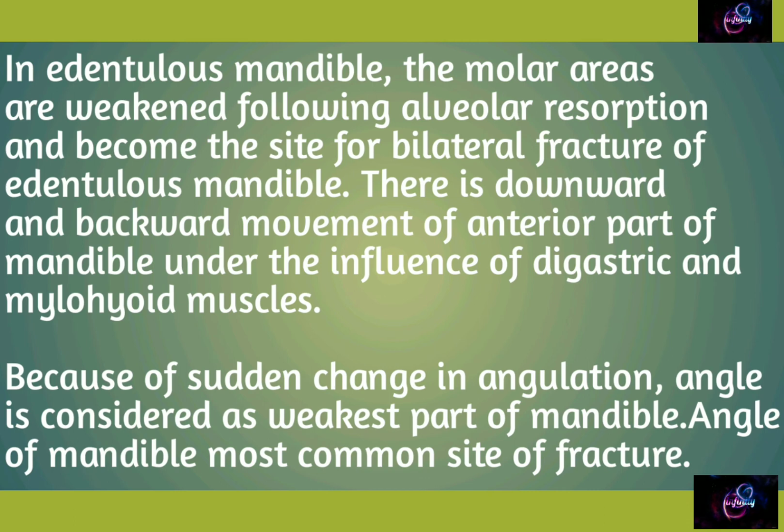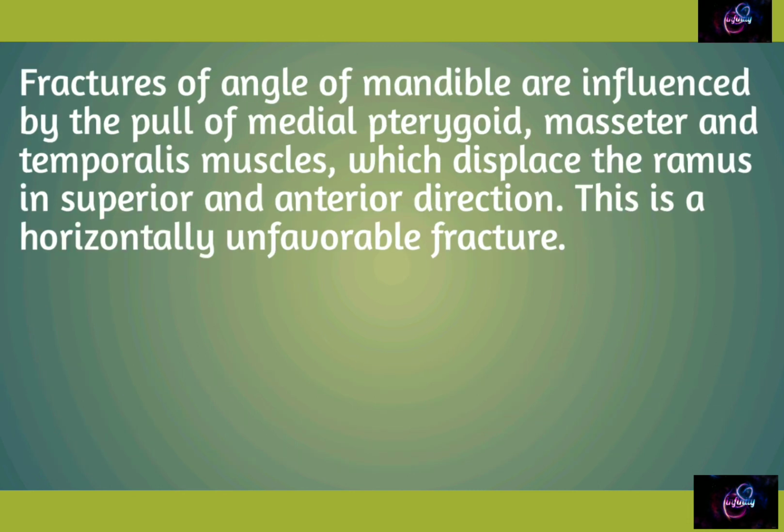In edentulous mandible, the molar areas are weakened following alveolar resorption and become the site for bilateral fracture of edentulous mandible. There is downward and backward movement of anterior part of mandible under the influence of digastric and mylohyoid muscles. Because of sudden change in angulation, angle is considered as weakest part of mandible, angle of mandible most common site of fracture. Fractures of angle of mandible are influenced by the pull of medial pterygoid, masseter and temporalis muscles, which displace the ramus in superior and anterior direction. This is a horizontally unfavorable fracture.